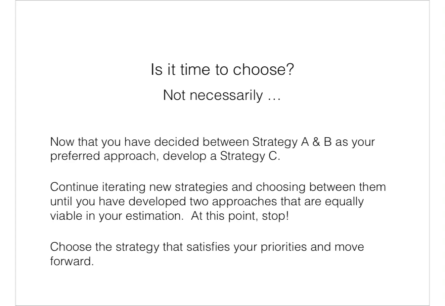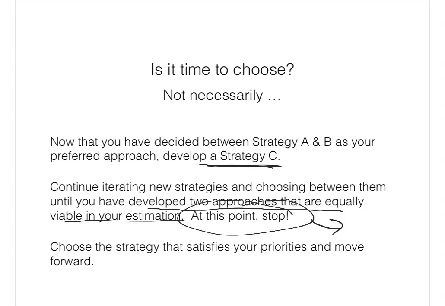After you've done all that, is it time to choose? Not necessarily. You might want to find a third strategy. We call it test two, choose one because so many people just do one, and so we're encouraging people to do another one. But of course you could do more. But once you've got two approaches that are equally viable in your estimation, this is the time to stop. This is the time to just choose.